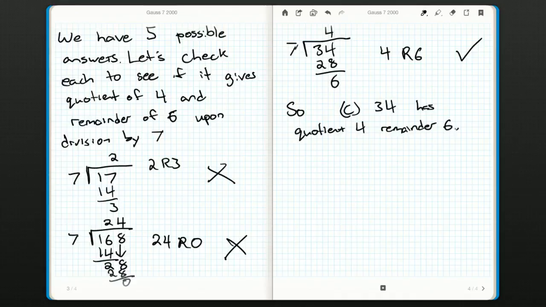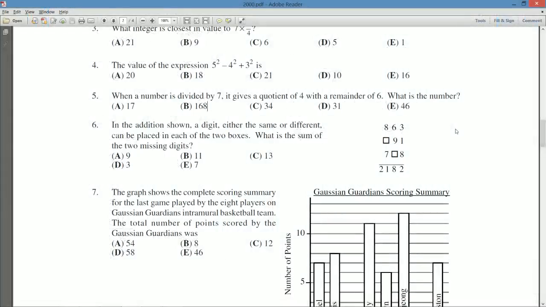Okay. And if we wanted to make absolutely sure, if we want to double check, maybe we have time at the end, we could actually check the other 2 numbers: 31, which will give a quotient of 4 and a remainder of 3, and 46, which will give a quotient of 6 and a remainder of 4. So E is a tricky one because it's switching. It's saying quotient of 6, remainder of 4, which is the opposite of what we want.